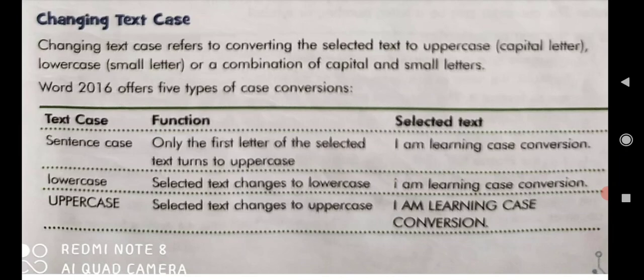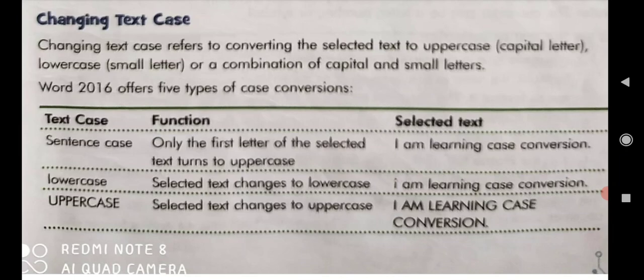See here, a table format is given. First column is text case, then the function of that case, then the selected text. So the first one is sentence case. In sentence case, only the first letter of the selected text turns into uppercase.